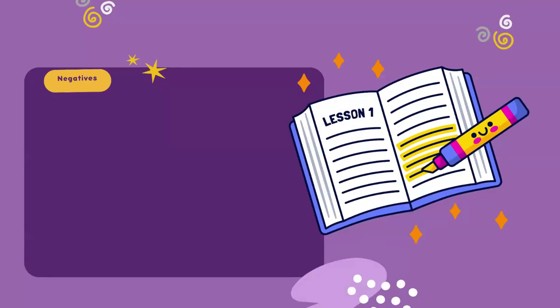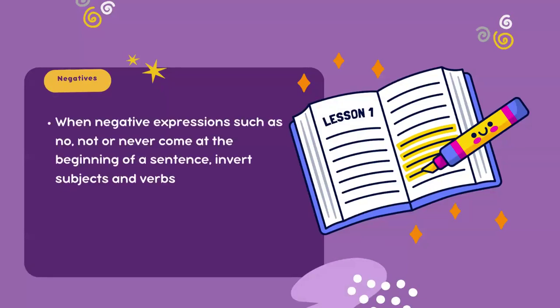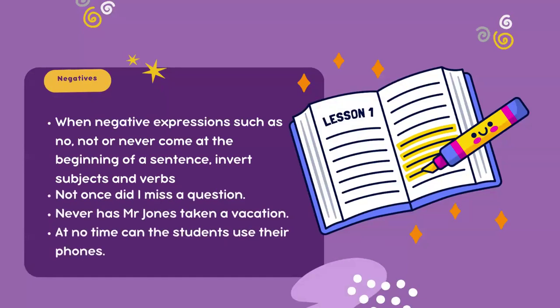In sentences, I should also pay attention to negatives when inverting subjects and verbs. When a negative expression such as no, not, or never comes at the beginning of a sentence, invert subjects and verbs. For example, "Not once did I miss a question." Number 2, "Never has Mr. Jones taken a vacation." "At no time can the students use their phones."